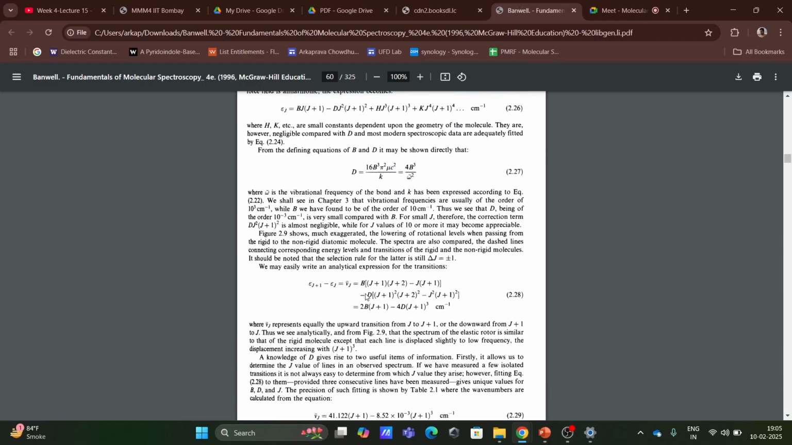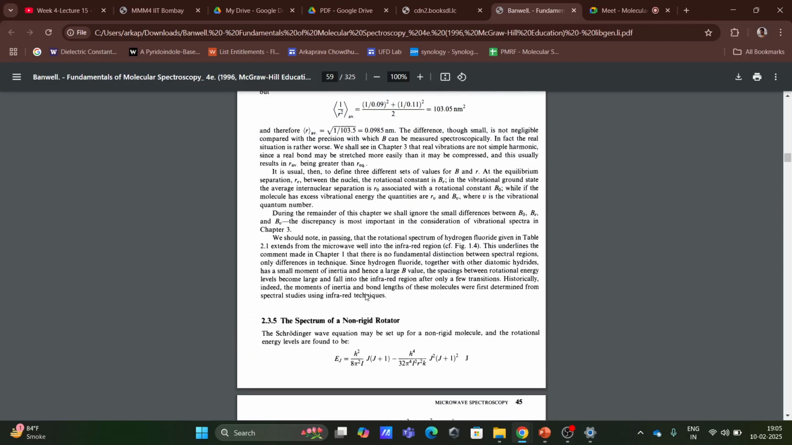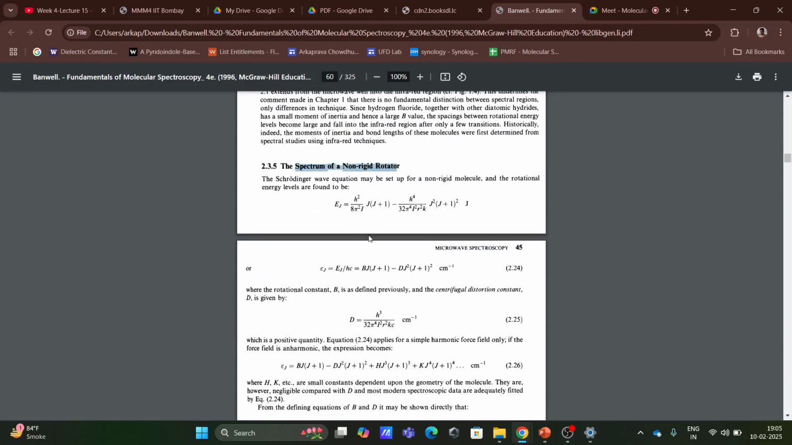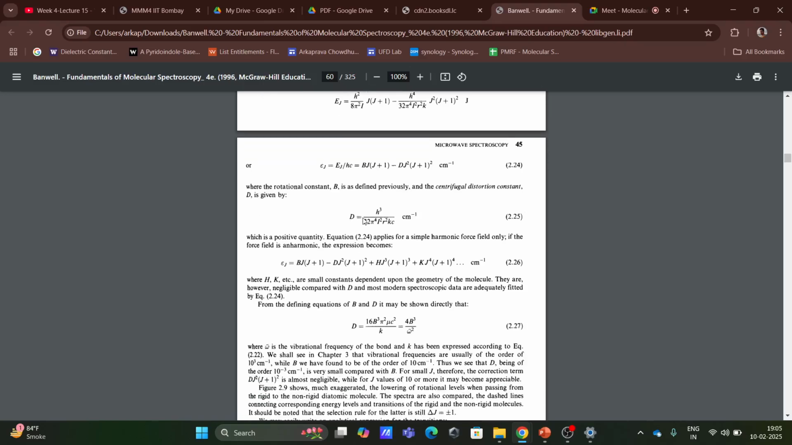So this was the part we were discussing, right? When it will become non-rigid, what will happen? This perturbation thing will come into the energy. So there will be a term added to the energy. Earlier it was B into J(J plus 1). Now an extra term is there, the centrifugal distortion constant D, and D has some value.